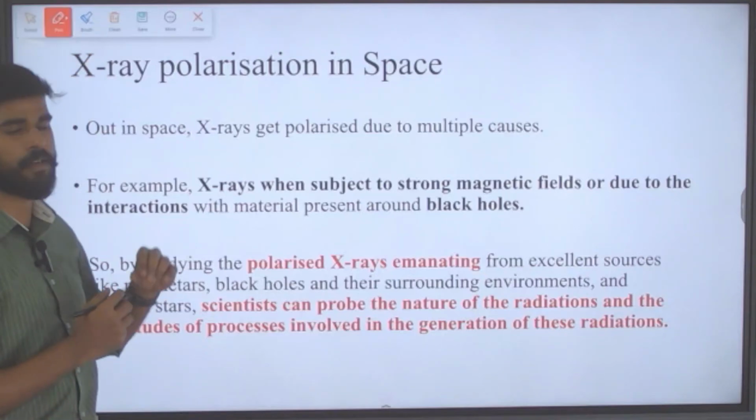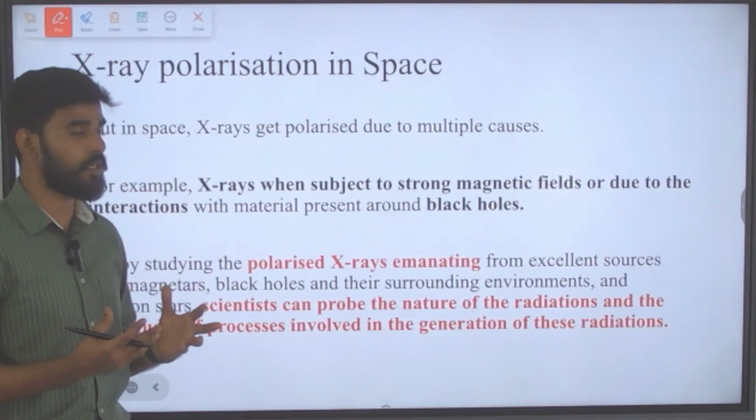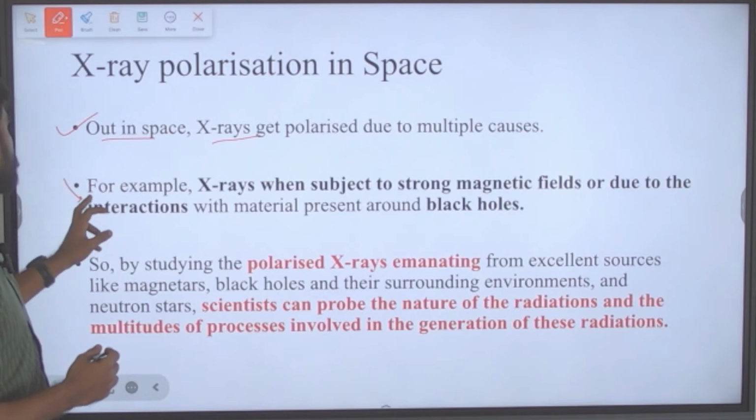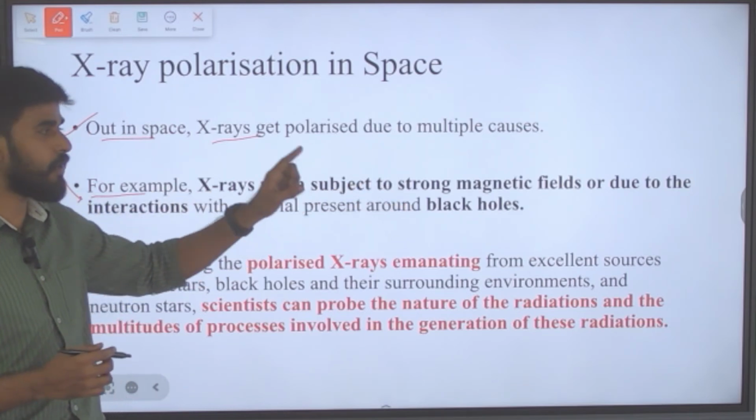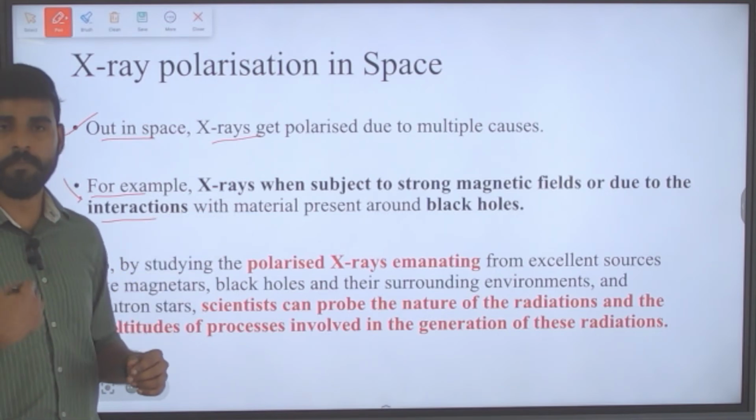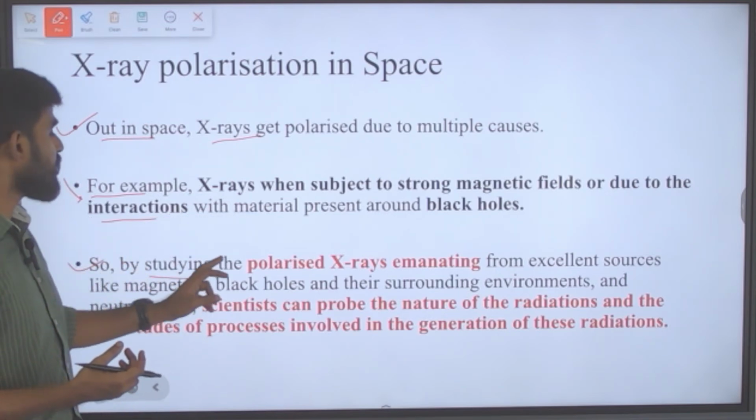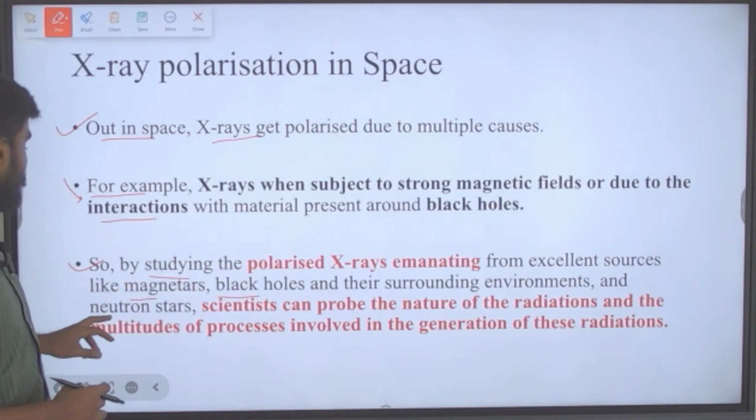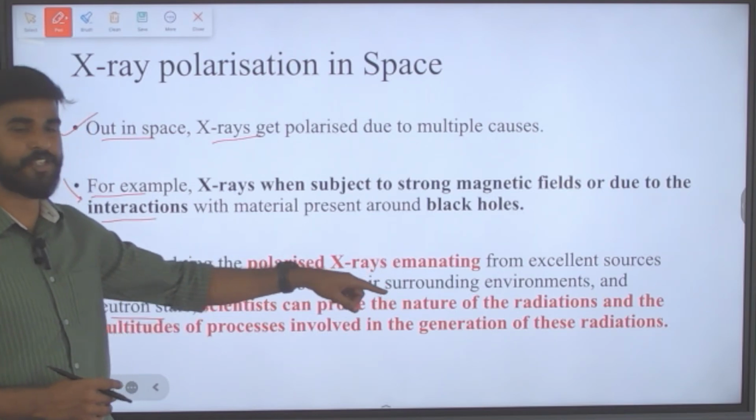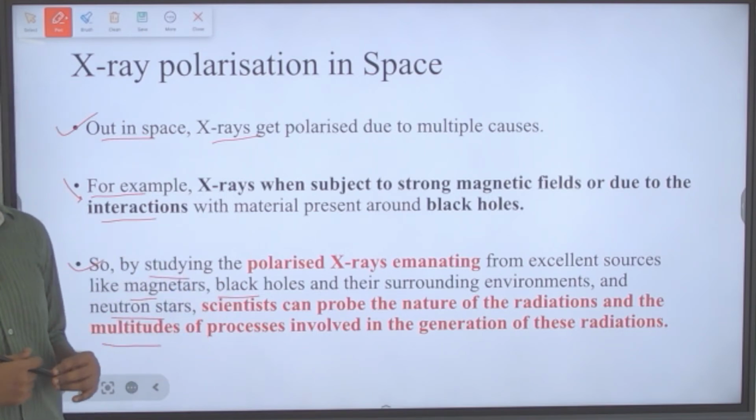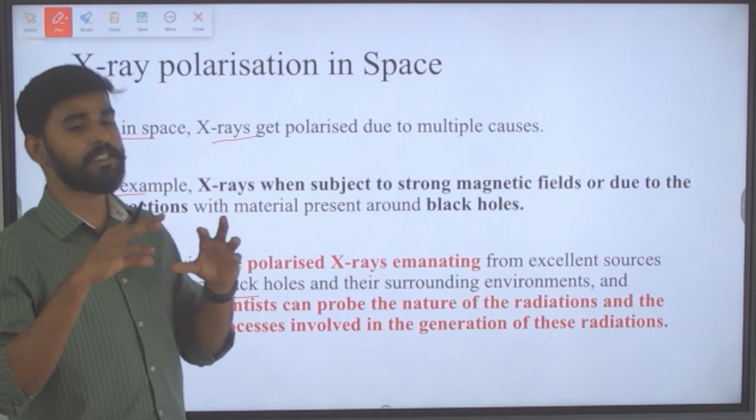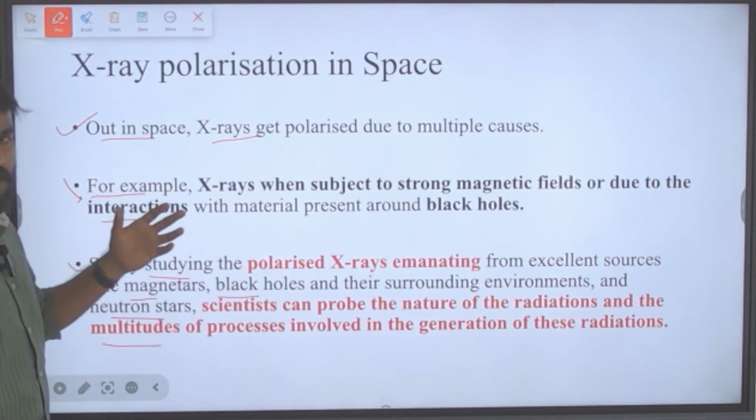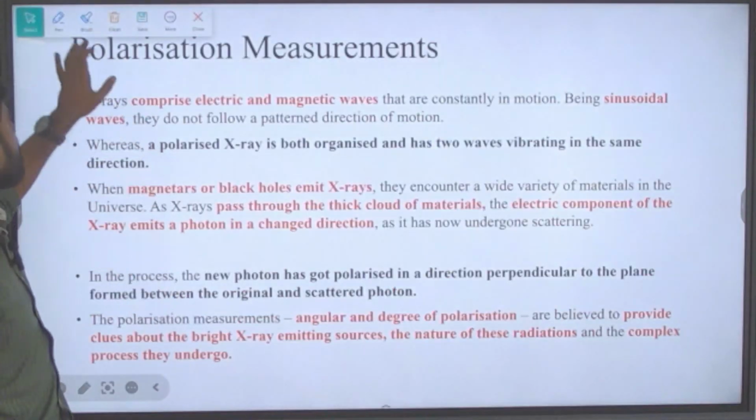Next is X-ray polarization in space. How does this happen in space? Okay, so out in space, X-rays get polarized due to multiple causes. What are all the multiple causes? For example, X-rays when subject to a strong magnetic field or due to interaction with material present around the black holes, they may get polarized. Okay, so by studying the polarized X-rays emanating from sources like magnetars, black holes and their surrounding environments and neutron stars, scientists can probe the nature of the radiation and the multitude of processes involved in the generation of these radiations. All this can be understood so that we can understand better about these sources. The magnetars, black holes and other things. Okay, neutron stars, etc.